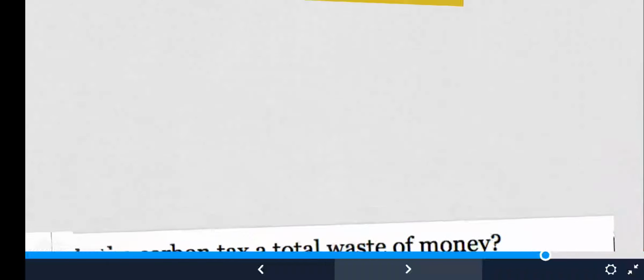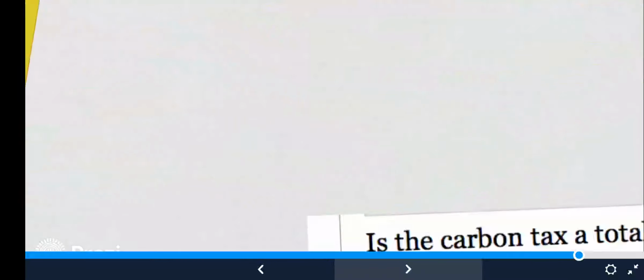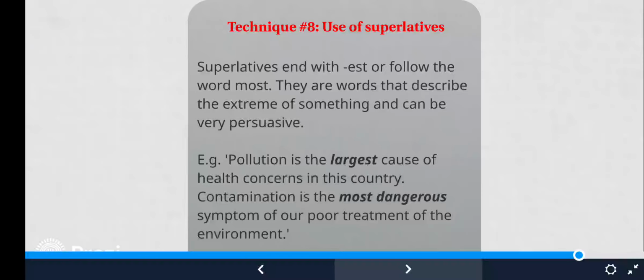And finally, we can use imperative. We can give some commands to the person that is listening or reading. For example, imperative or commanding words. If something is imperative, it demands attention immediately. By using these command words, the situation sounds important and the speaker often has a serious tone. As you can see, this is very useful.